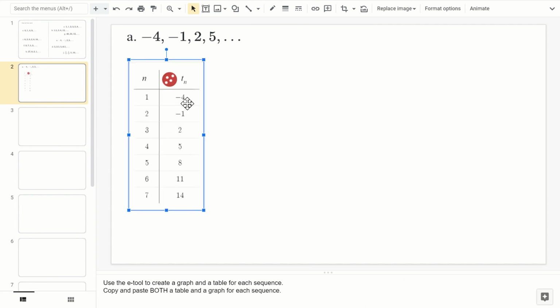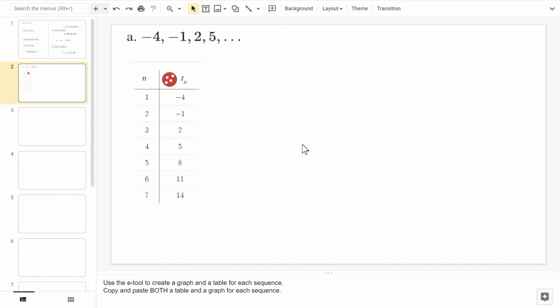The first term is -4. The second term is -2. The third term is -1. The fourth term is 2. The fifth term is 5. And then I take them all out to 7 like this. Okay, so now let's go get the graph.